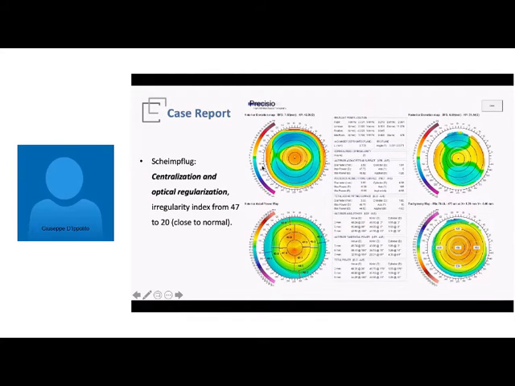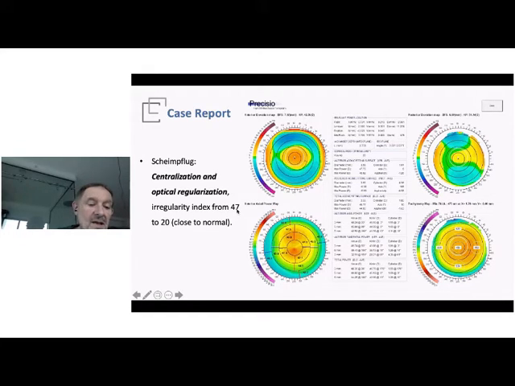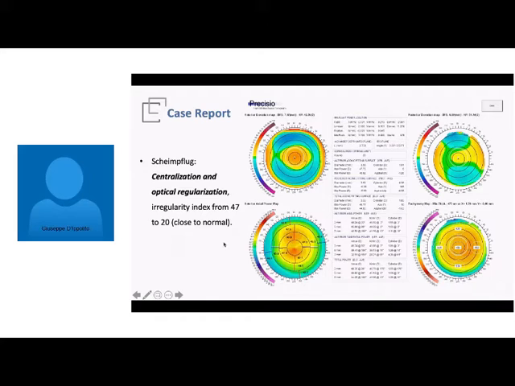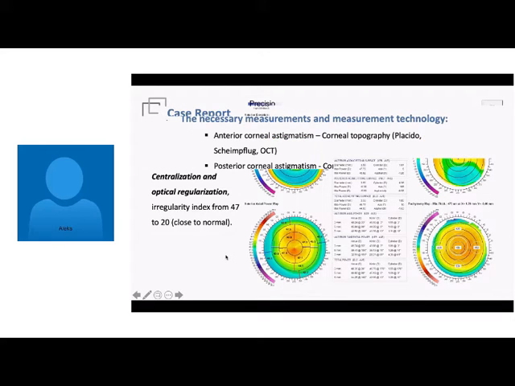So our new procedure showed segmentation and an energy index of 47. No, it's not as normal, but it's nice.